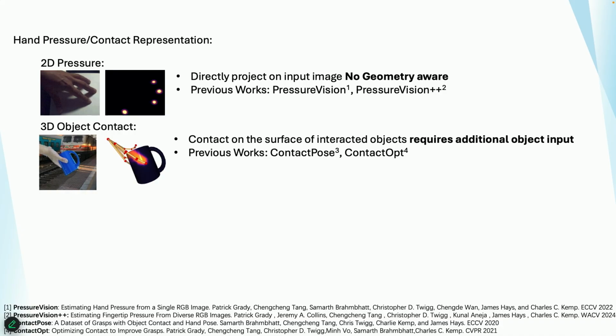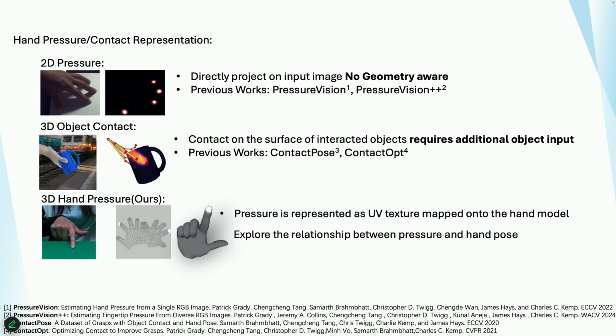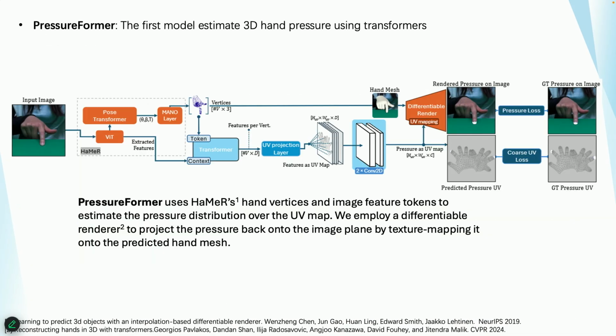Another is the 3D object contact, which is the contact on 3D objects, but it requires additional object inputs. And ours, we want to introduce here the 3D hand pressure. Pressure is represented as a UV texture map directly on the hand model. And here we also implement PressureFormer, the first method that estimates 3D hand pressure using a transformer.